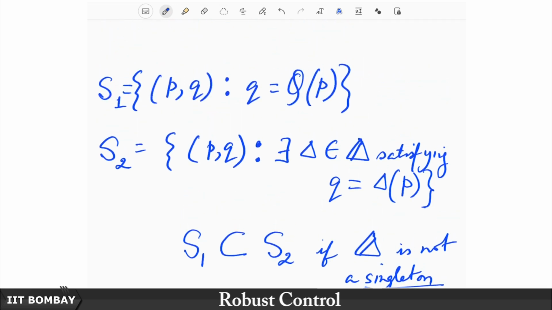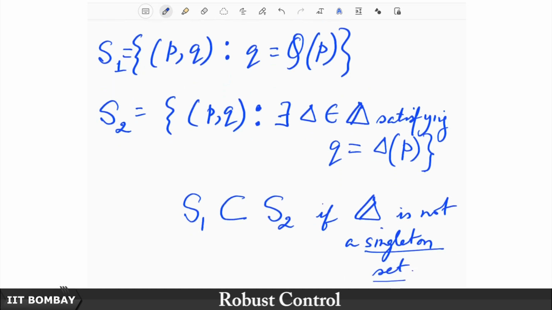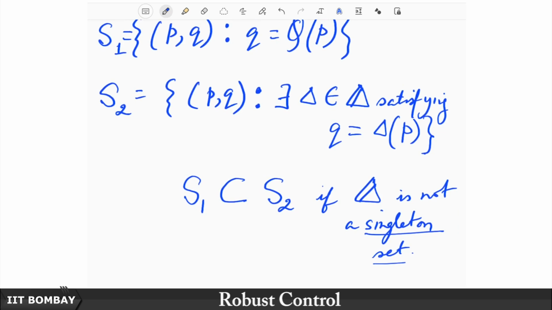Very simple. It might seem a little daunting to think of at first, but here is what it means. Now, suppose this delta is not a singleton set. What do you mean by singleton set? A singleton set means a set that has only one element. A set that has no elements is an empty set. So, the next best thing to an empty set is a singleton set. A set of points that has only one point is a singleton set.